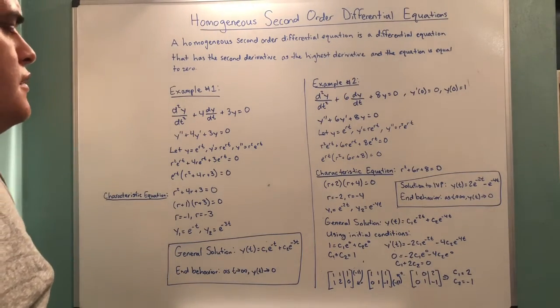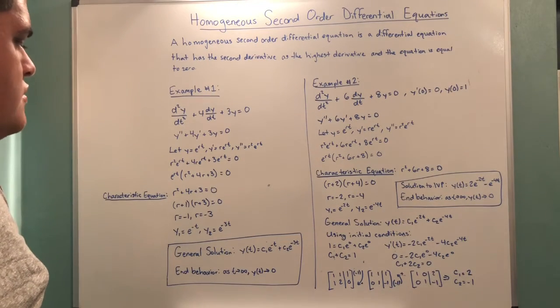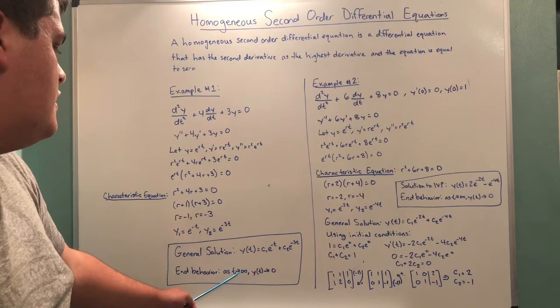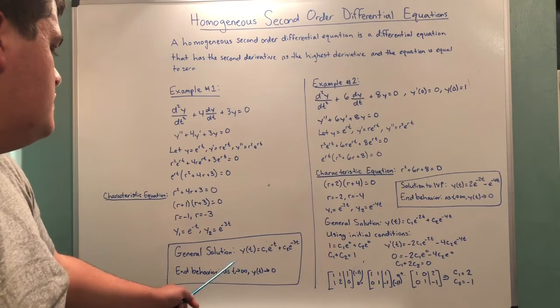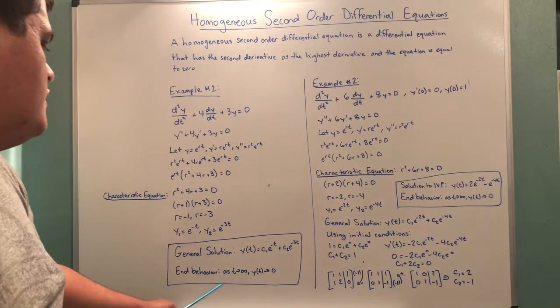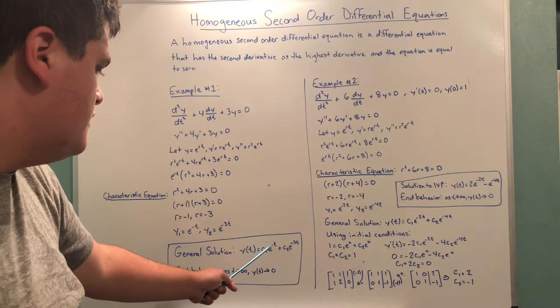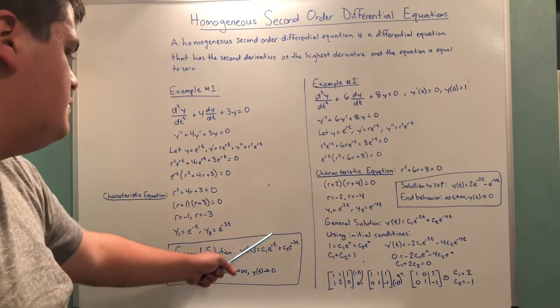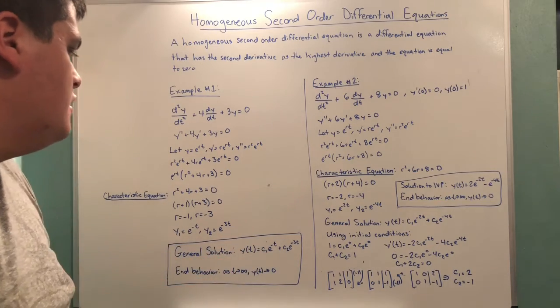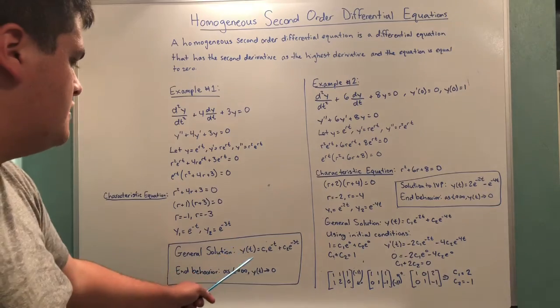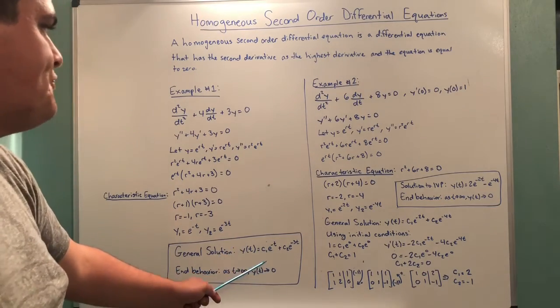And now some instructors may ask for end behavior. All end behavior is evaluating the limit as t approaches infinity of y of t. And then we find, because these are both raised to negative t, that these terms both go to 0. So this implies that this differential equation solution will go to 0.